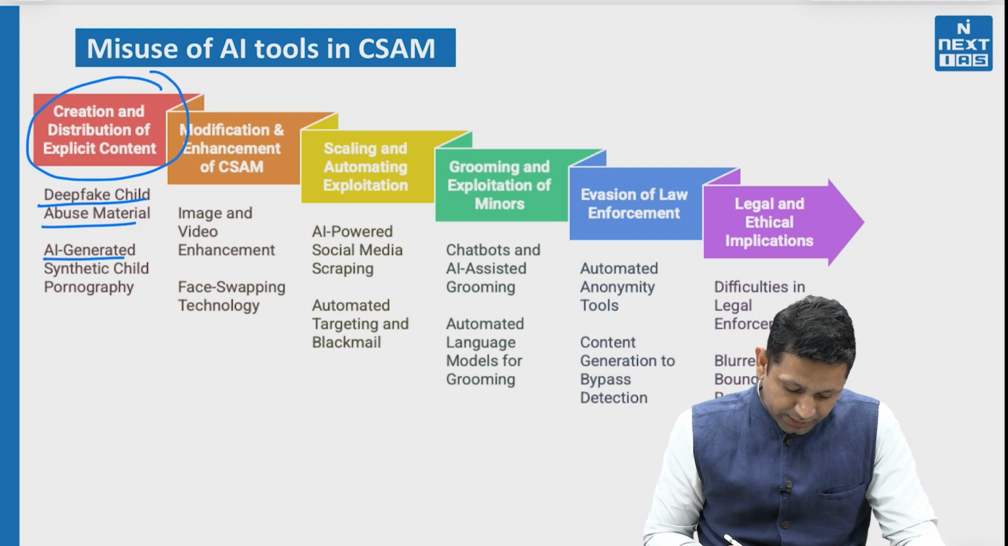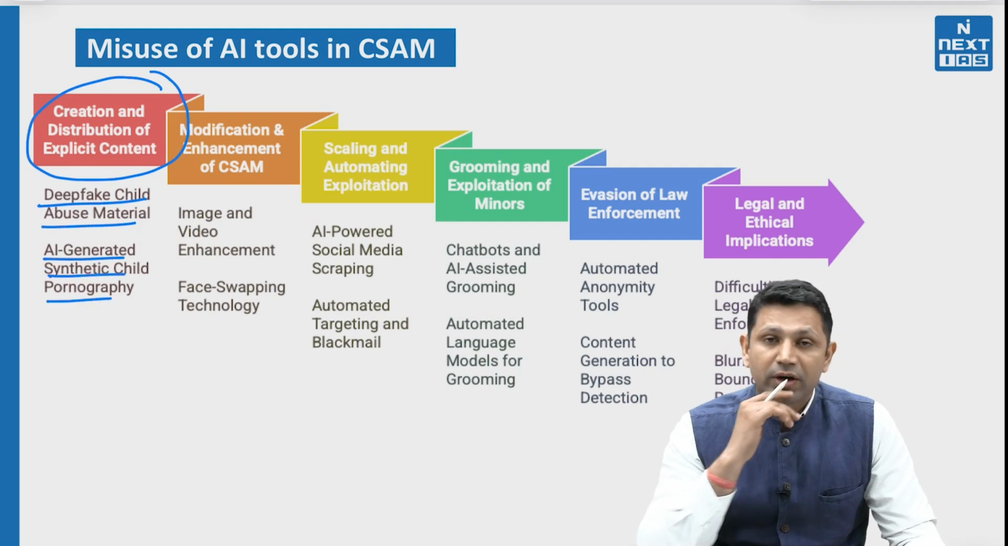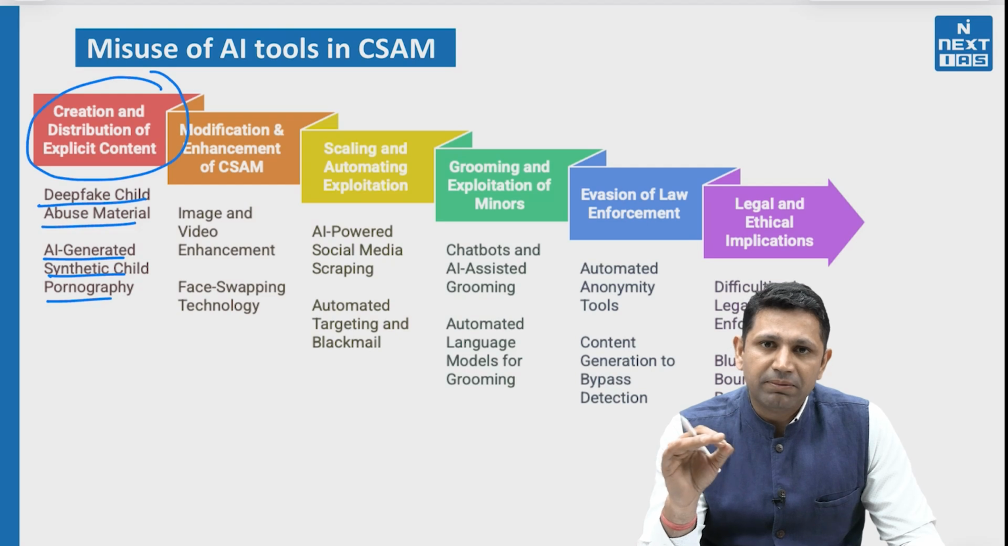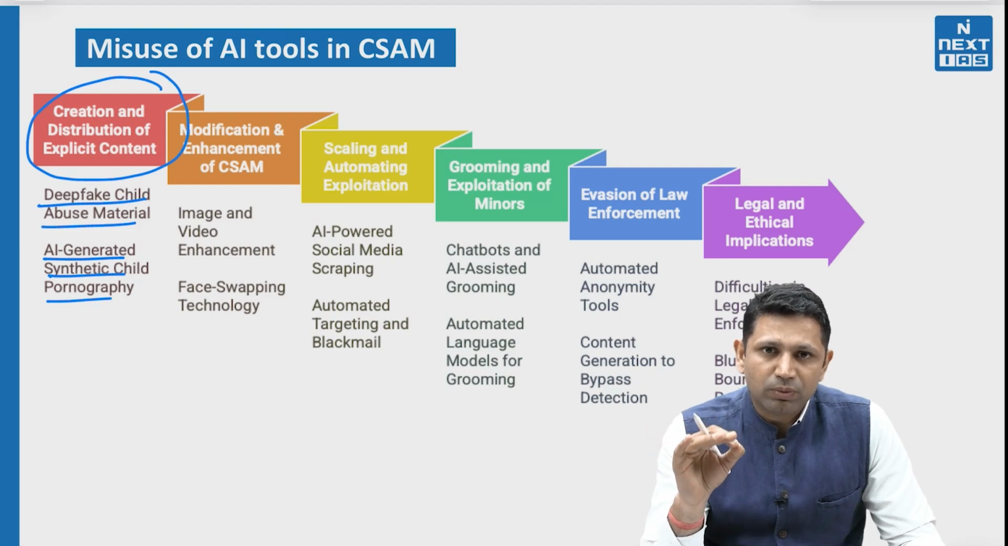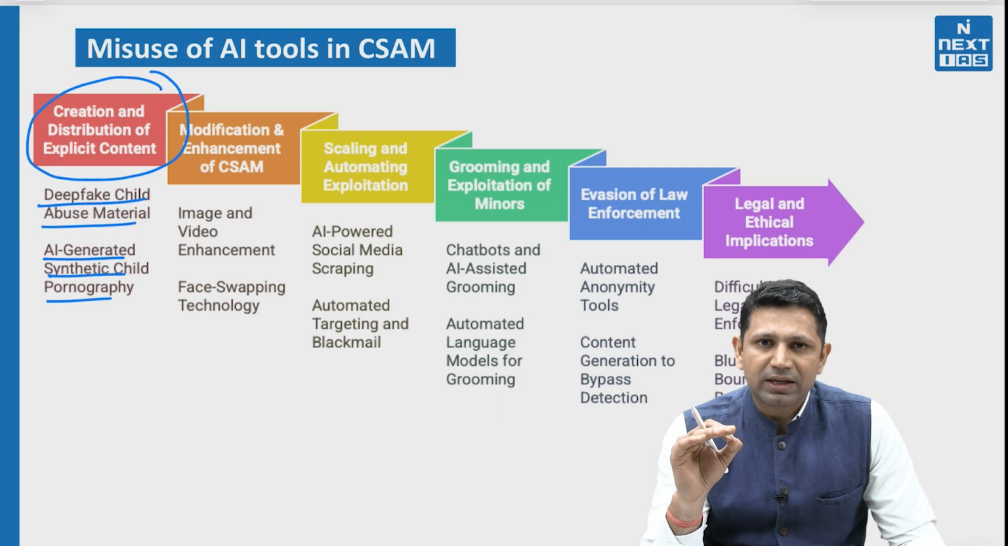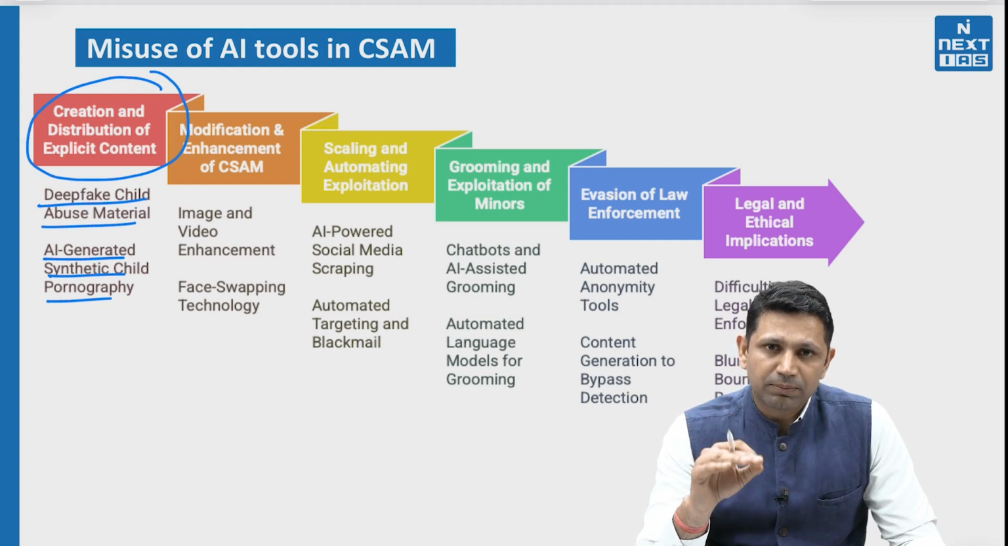Second thing is AI generated synthetic child pornography. The pornography created by AI may be fictional, but it is more or less related to real life. So that creates a problem for the legal framework also. There are no provisions according to which we can actually tackle this. So that becomes a problem for us.